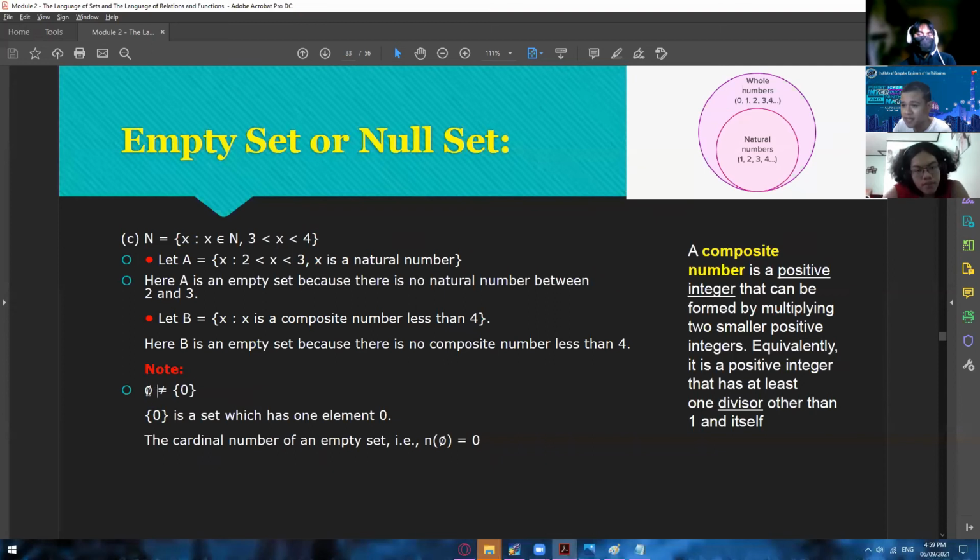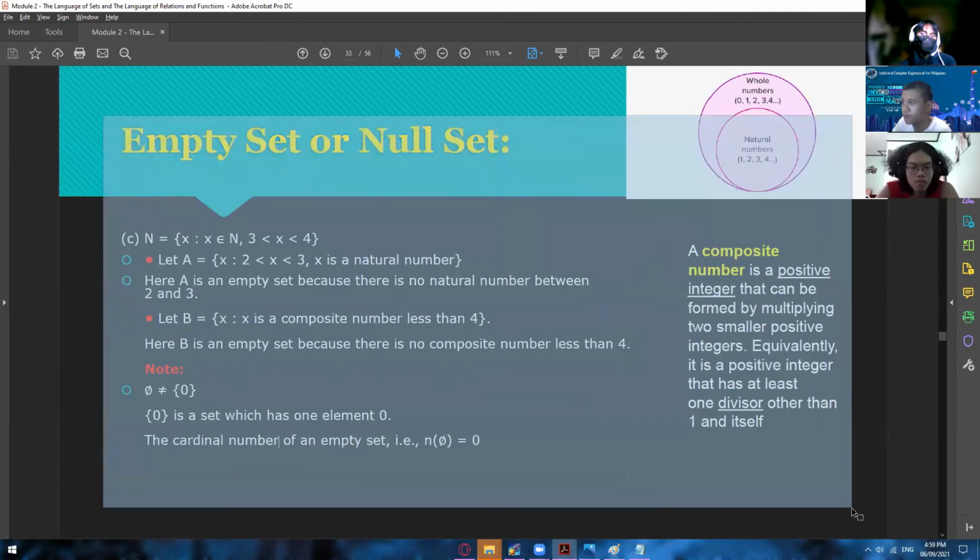Just take note that this one is not equal to this one. This one is the empty set itself, but this one is a set that has one element, which is 0. The cardinality, or the cardinal number, of an empty set is of course 0, so 0 count of elements, but this one has a cardinality of 1. When we say cardinality, it is a count of elements inside of that set. We'll talk about cardinal numbers more later on. But that is it for the empty set or null set.